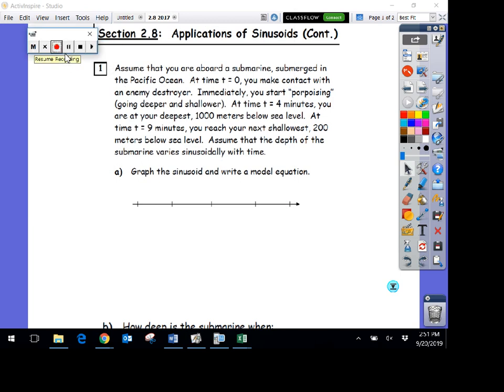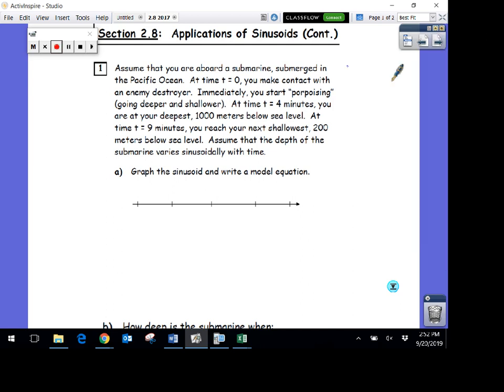So we have a submarine, and we are submerged in the water, the ocean, so that means we are underwater, okay? At time equals 0, we make contact with an enemy destroyer. So it looks as if we're going to start at 0. We've got to figure out how low we are at 0. Well, we don't know. It just says we made contact with an enemy destroyer. So we don't know where we are at 0. So that doesn't help us start the graph.